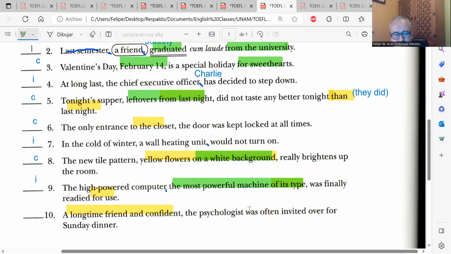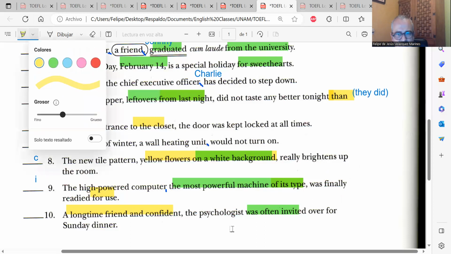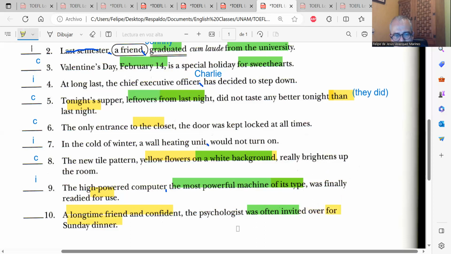If somebody tells me that "was often invited" is a verb, I say yes. I don't say no. Why? Because if I say the verb is "was invited," then they will ask, and what is "often"? And you have to explain adverbs of frequency, or positions of adverbs, etc. So "was often invited" is a verb, because it does not affect what I want to teach. And "for Sunday dinner" is a prepositional phrase, right? Perfect.